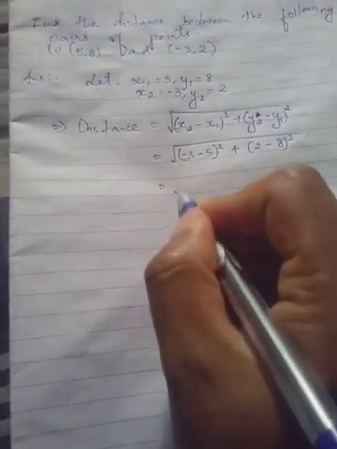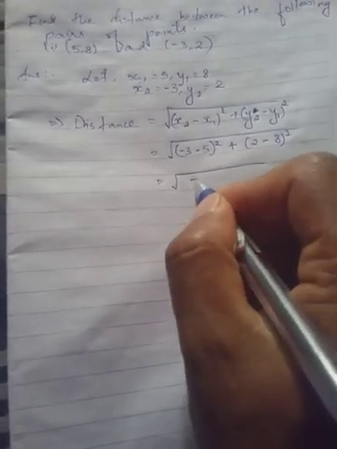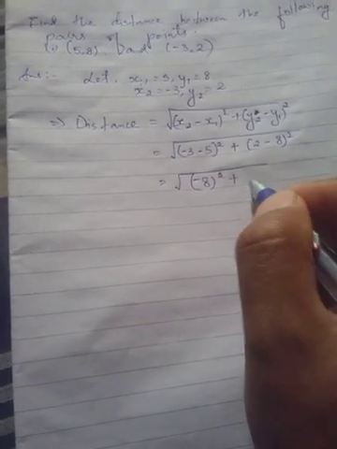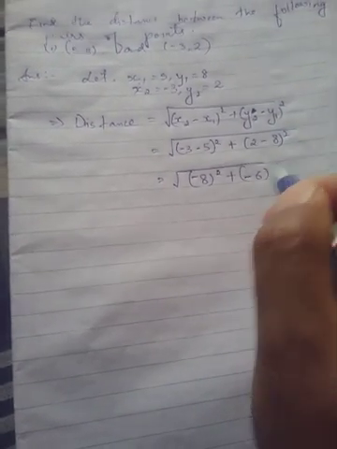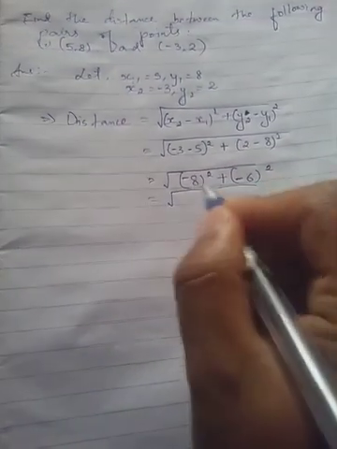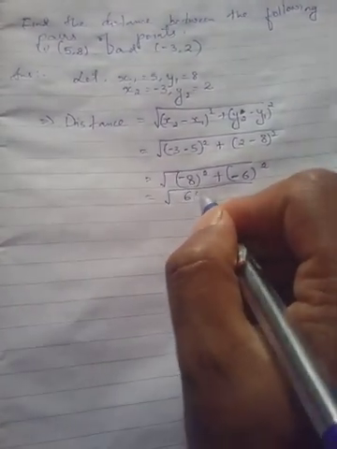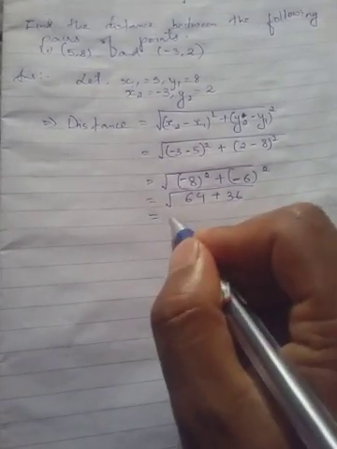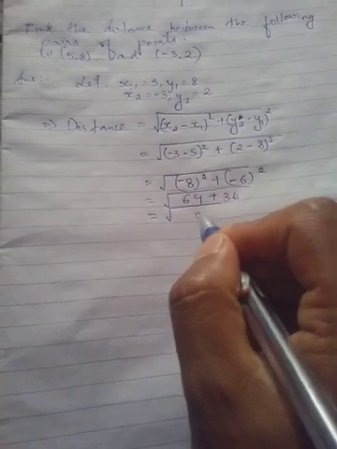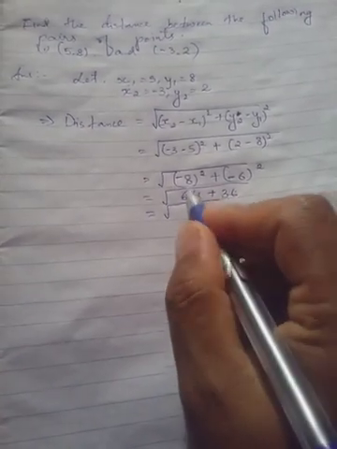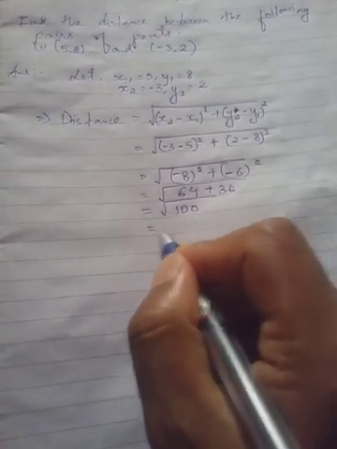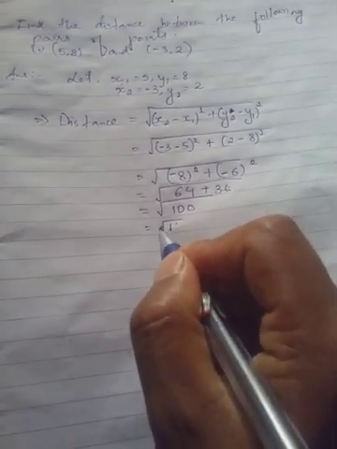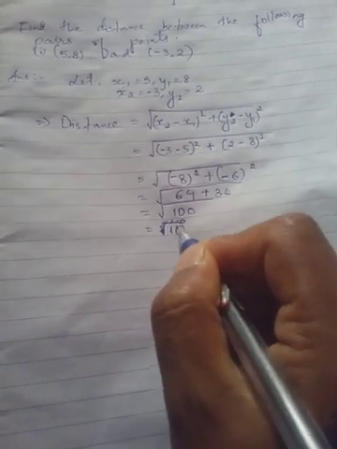So minus 3 minus 5 will be minus 8, whole square, plus 2 minus 8 will be minus 6, whole square. Here minus 8 whole square will be 64, plus minus 6 whole square will be 36. How much does this give us? 64 plus 36 is 100. So the square root of 100 will be 10.